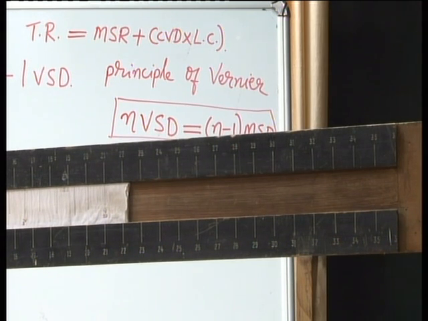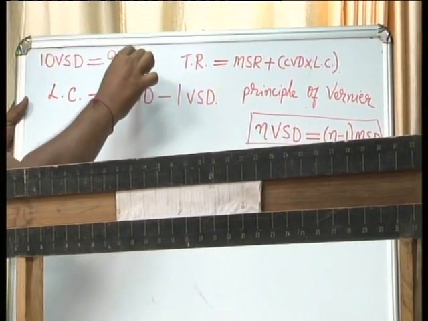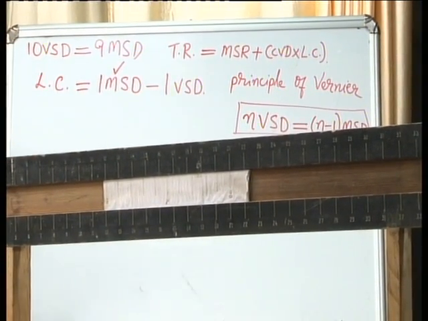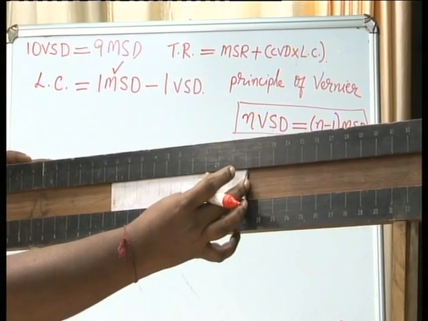For instance, more practically, suppose in your vernier scale there are 10 vernier scale divisions. According to the principle of the vernier, these 10 divisions on the vernier scale are equivalent to 10 minus 1, which is equal to 9 MSD. For instance, you can see here, there are 10 vernier scale divisions.